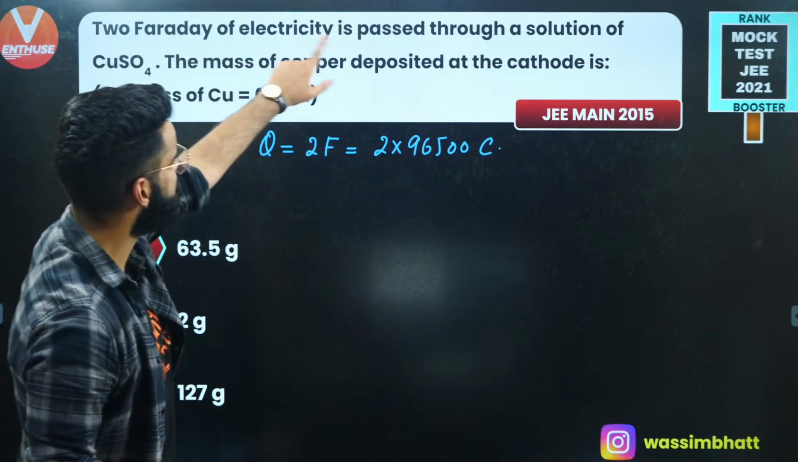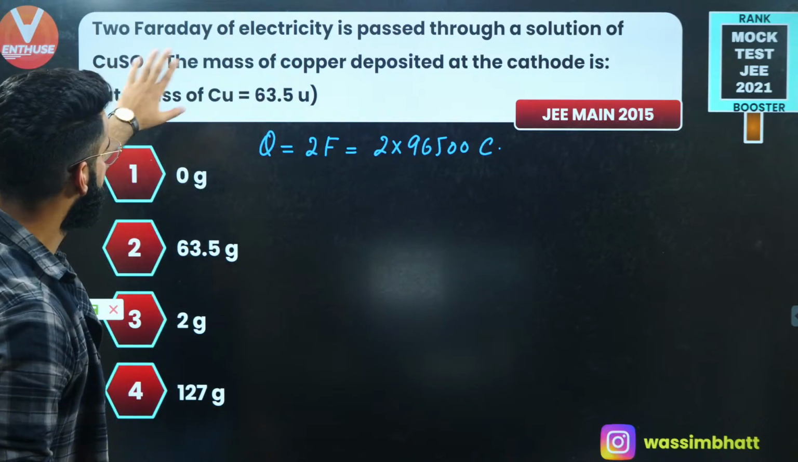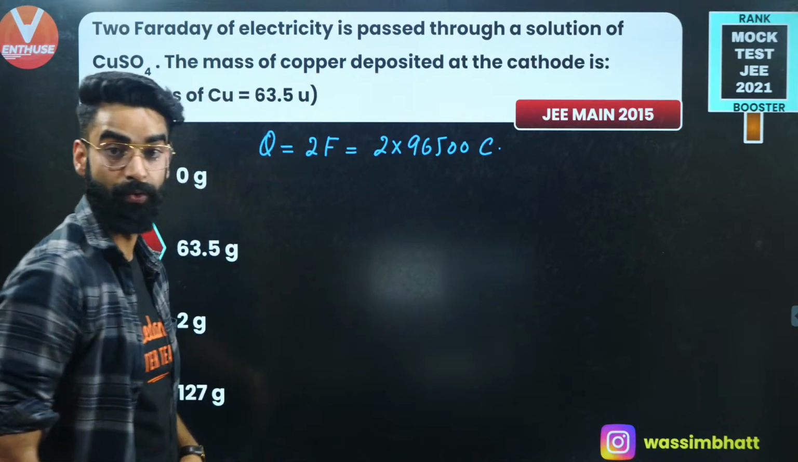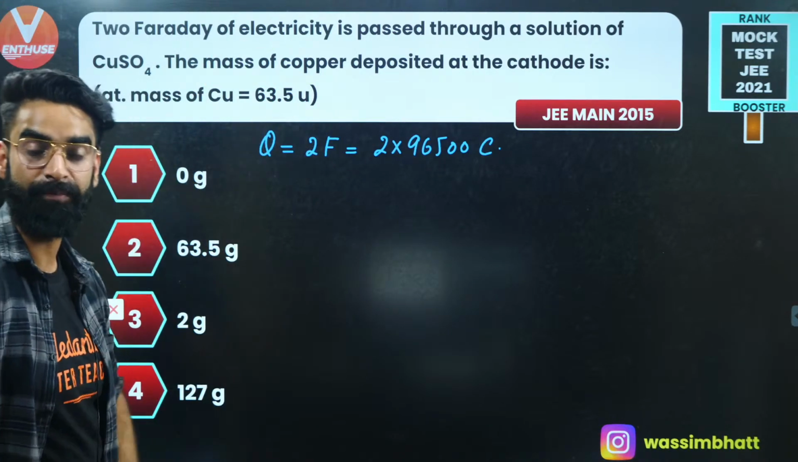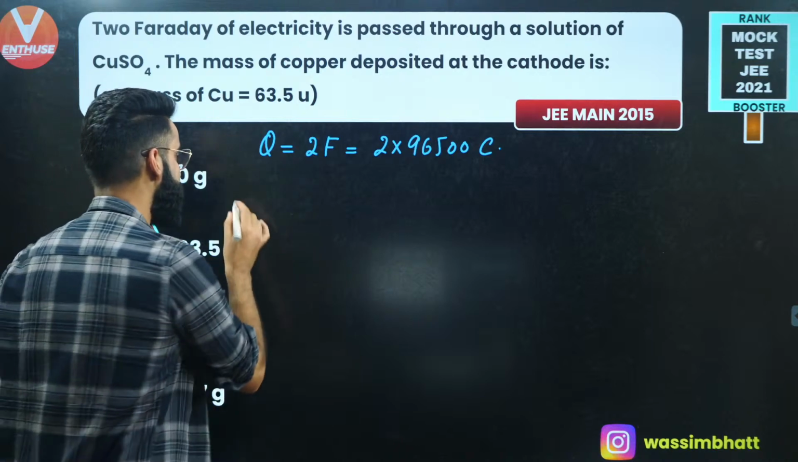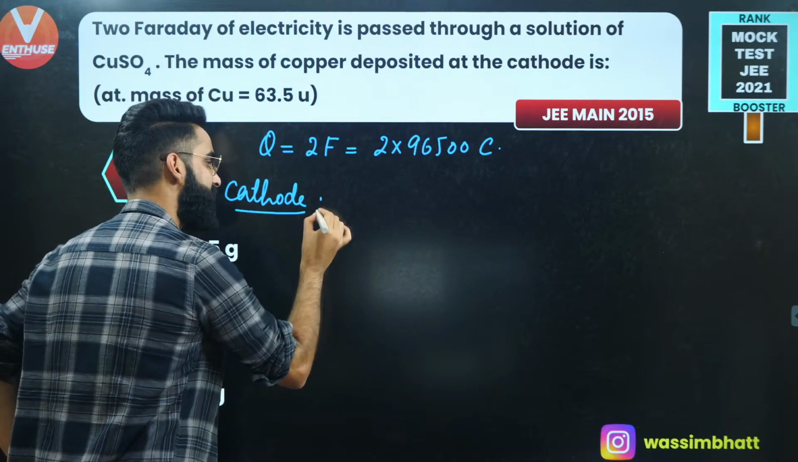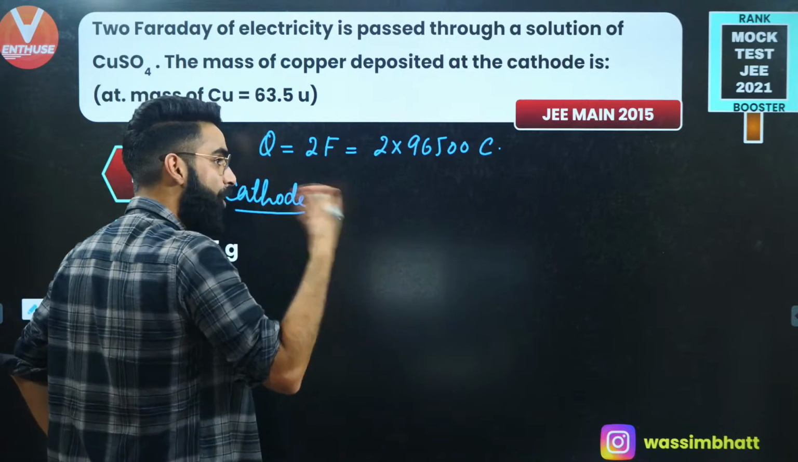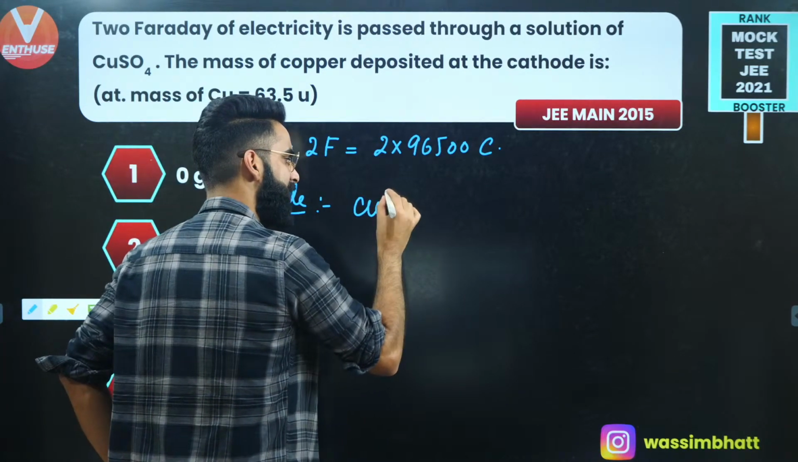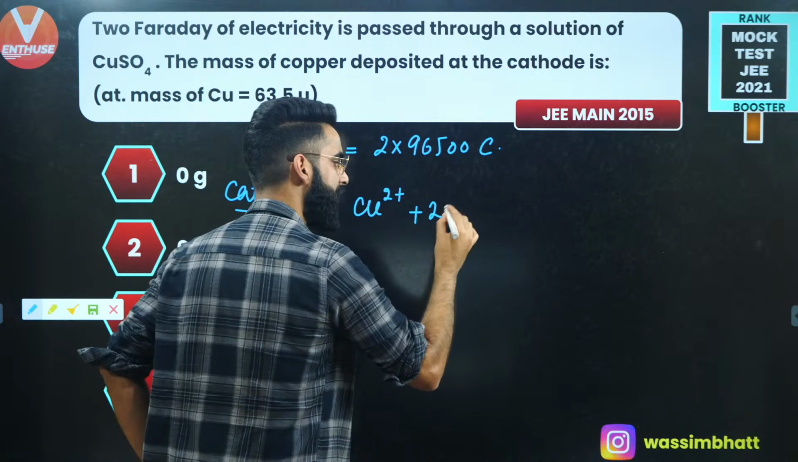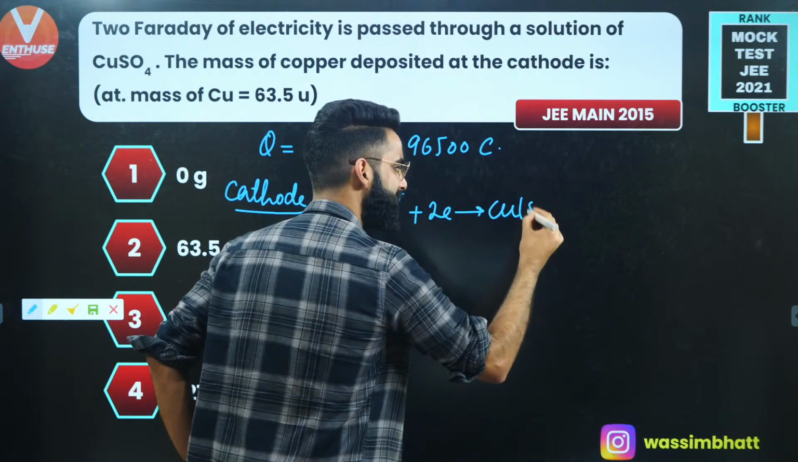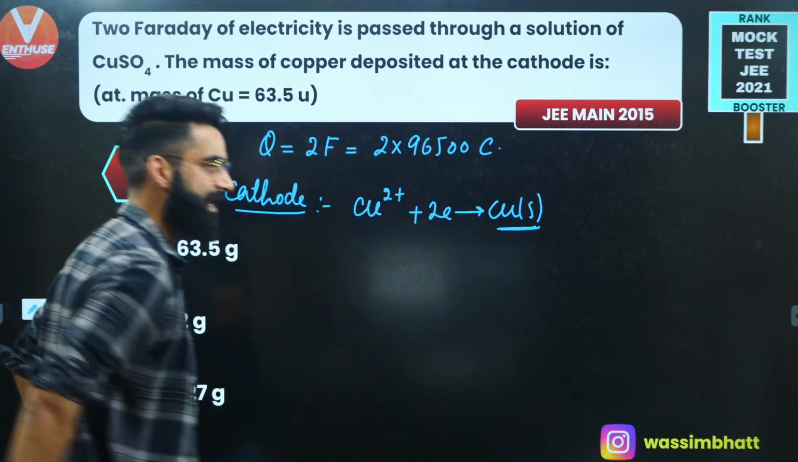2 farad of electricity is passed through a solution of copper sulfate. The mass of copper deposited at the cathode. At the cathode, copper is getting deposited, but we know at cathode reduction takes place. So if copper is getting deposited, that means the reaction should have been like this: Cu2+ plus 2 electrons gives Cu solid. Then only this copper would have got deposited at cathode.